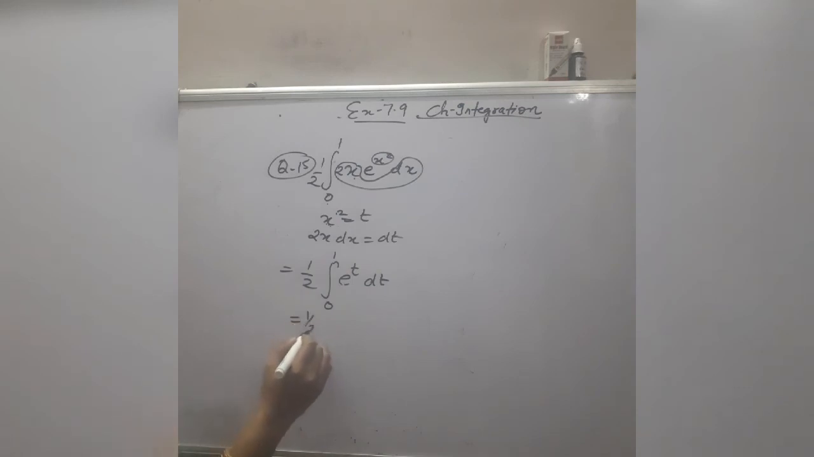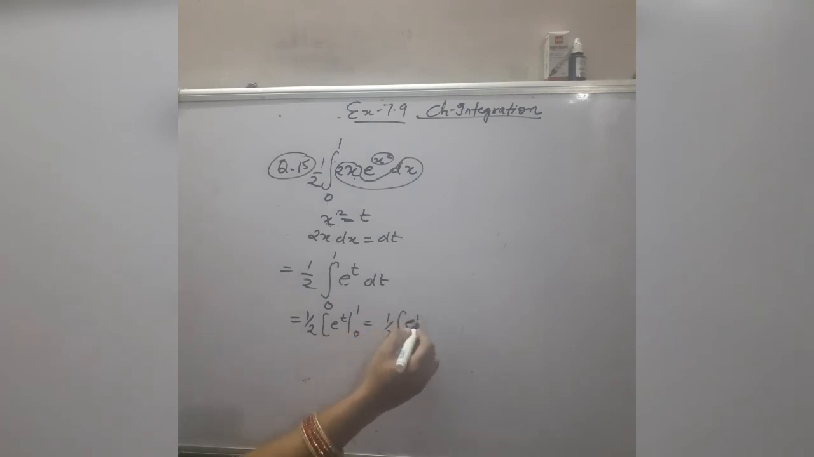And all of you know what the integration of e raised to power t is. This is e raised to power t. Then upper limit minus lower limit: e raised to power 1 minus e raised to power 0. E raised to power 0 is 1. So the answer will be half into e minus 1. So this is question number 15. Next, we will do the 16th sum.